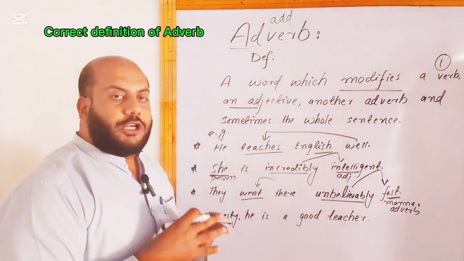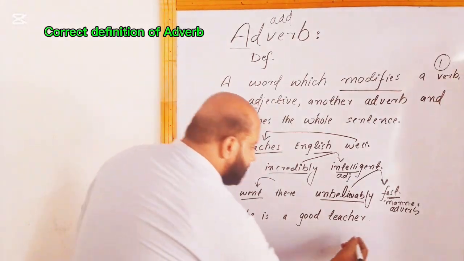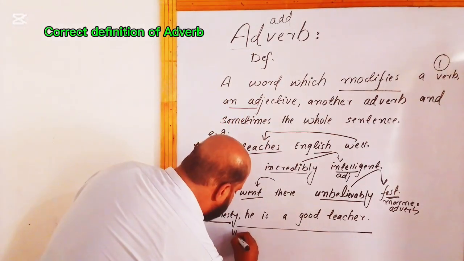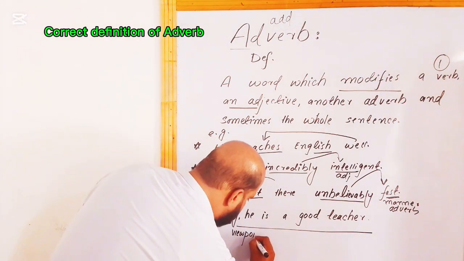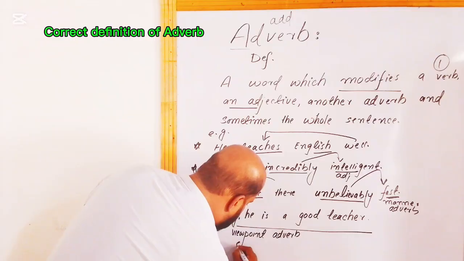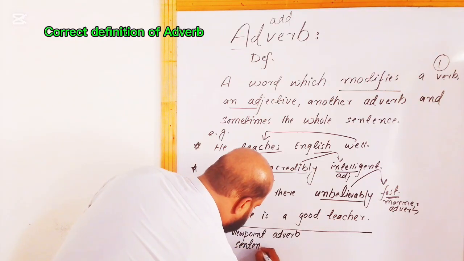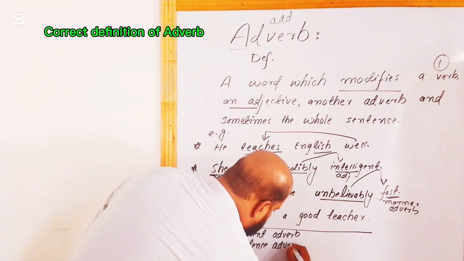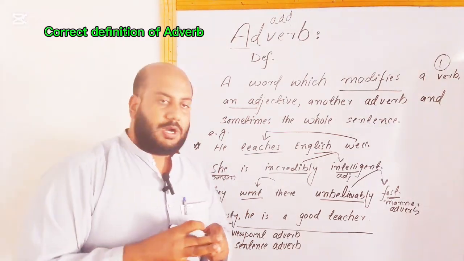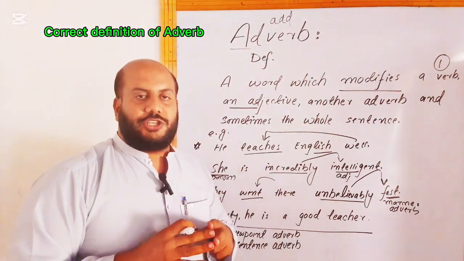Here the word honestly modifies the whole sentence. And this adverb is also called viewpoint adverb or sentence adverb. Why? Because it modifies the whole sentence. So it is also called sentence adverb. Now why is it called sentence adverb? Because it modifies the whole sentence.